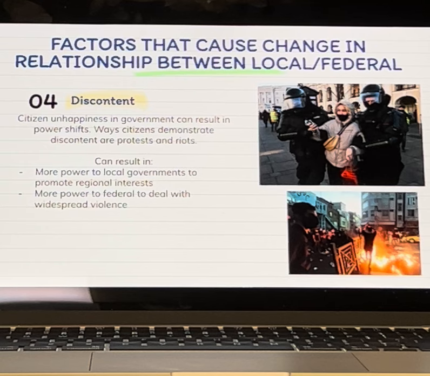You know, true. But sometimes it results in more power to the federal government to deal with something on a national level. Like if it's a national problem, it's going to be a national addressing. But sometimes if it's violence, it's just to the federal government because violence is bad.